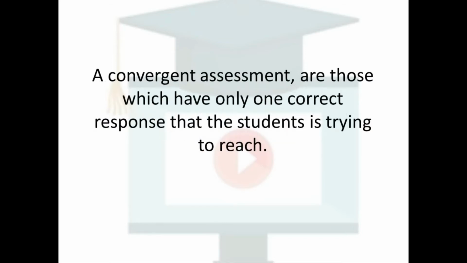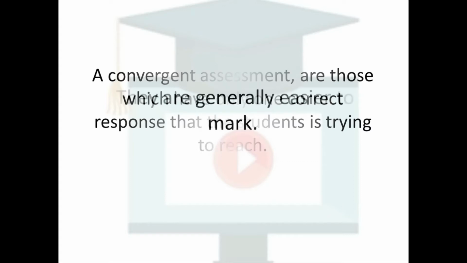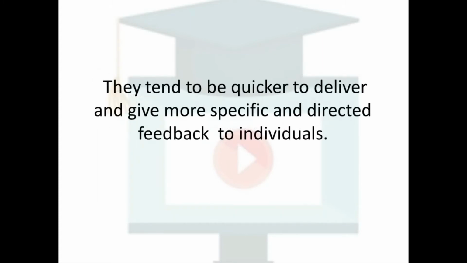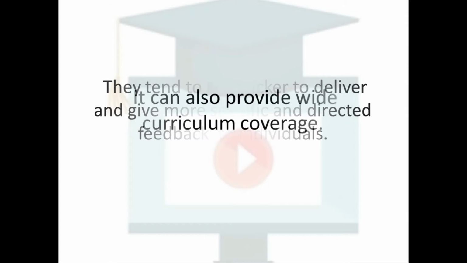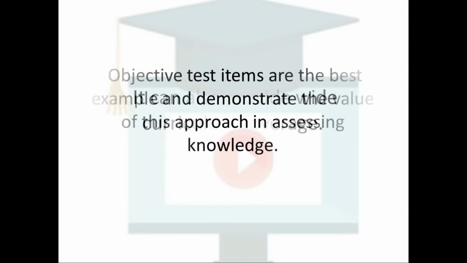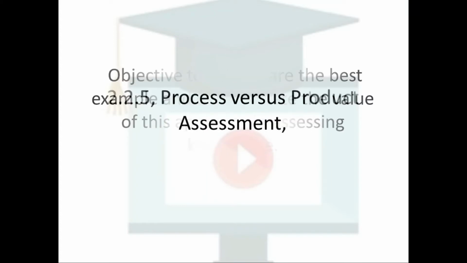A convergent assessment is one which has only one correct response that the student is trying to reach. They are generally easier to mark. They tend to be quicker to deliver and give more specific and directed feedback to individuals. It can also provide wide curriculum coverage. Objective test items are the best example and demonstrate the value of this approach in assessing knowledge.